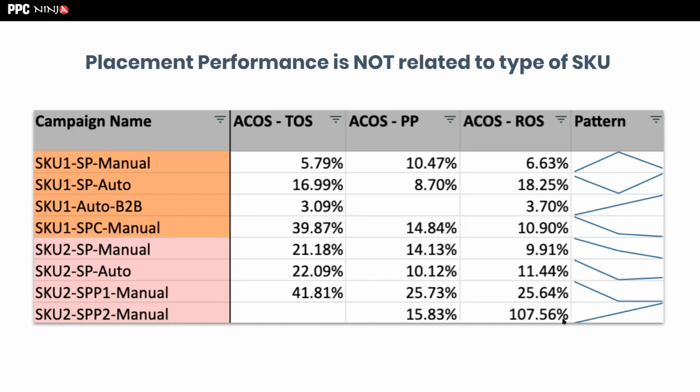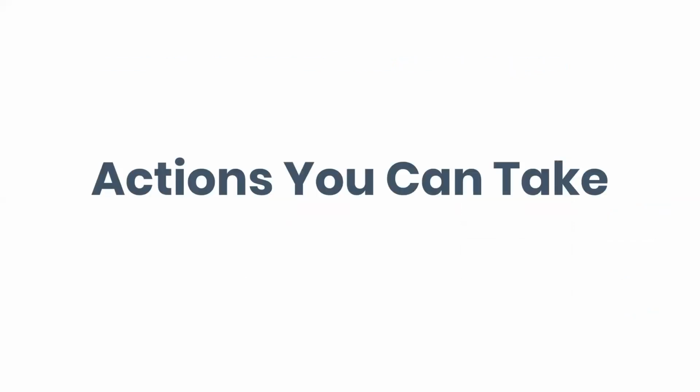And then this one had an ACOS of 107% for rest of search, which is page two or below the fold or beyond, but it had a great ACOS for the product pages. So this basically shows that it's not to do with the SKU type, it is to do with that campaign itself and that campaign type. And so you really need to go in, like I said, and examine your placement report and take a look at it.